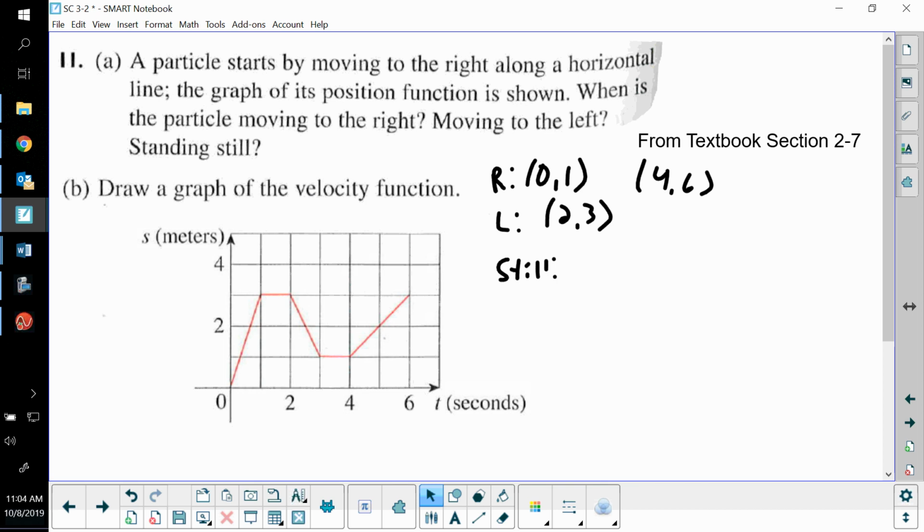And where is it standing still? Well, that's over a period of time where the position does not change. So that's on the interval from 1 second to 2 seconds, and again from 3 seconds to 4 seconds.